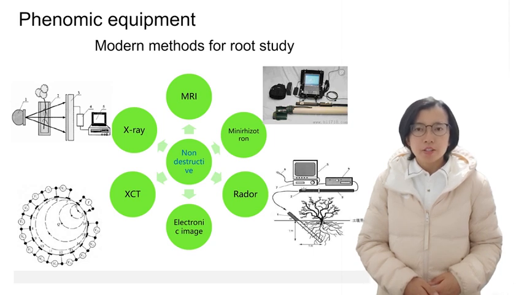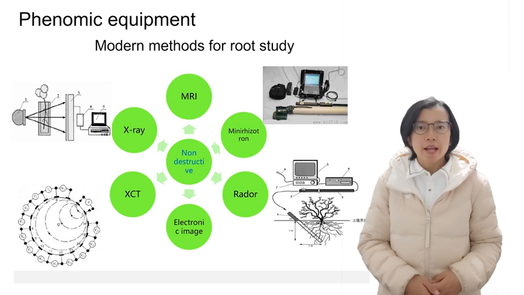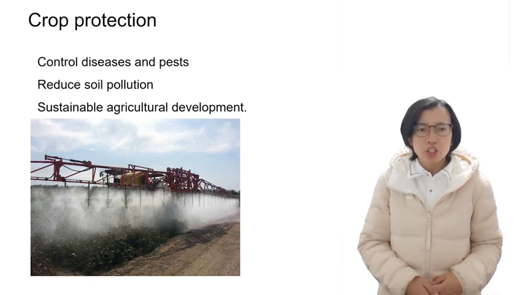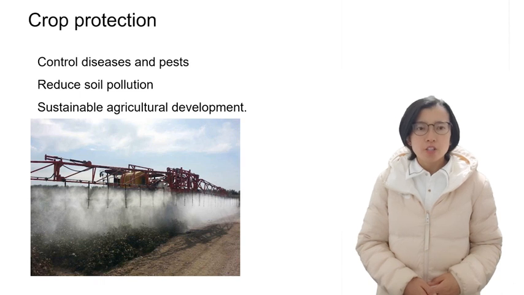These are some basic knowledge about phenomic equipment. And if you are interested in it, you can search for it on the internet. And next, we will have some knowledge about crop protection. Crop protection refers to the use of a variety of technologies, including chemical, physical, and biological prevention and control methods, low toxicity and low residue pesticide application technology, so as to control disease and pests.